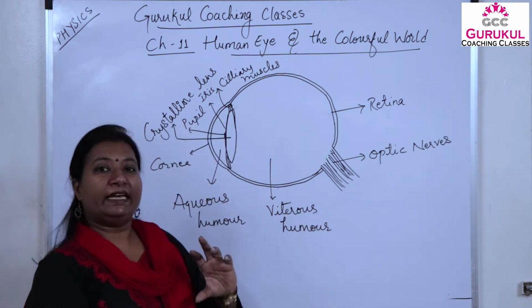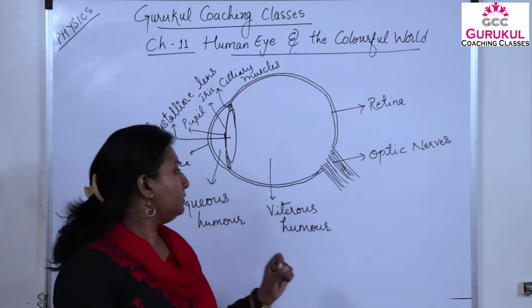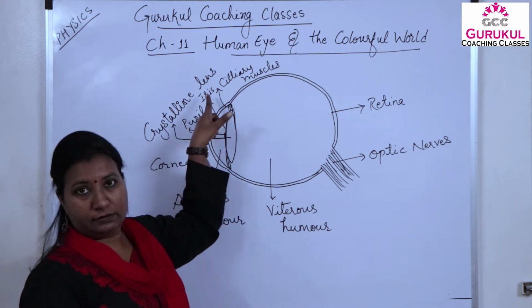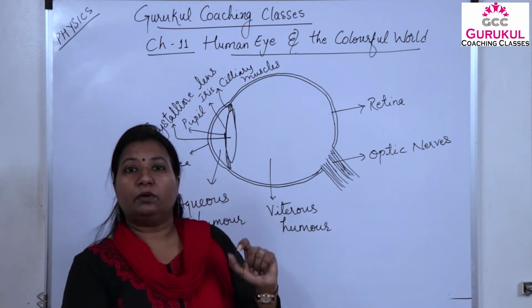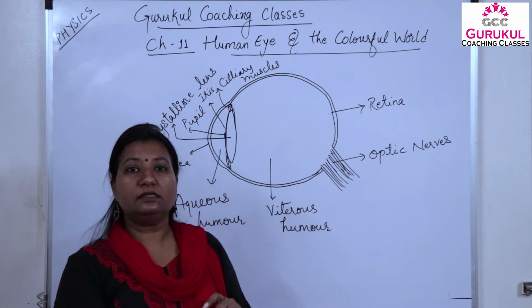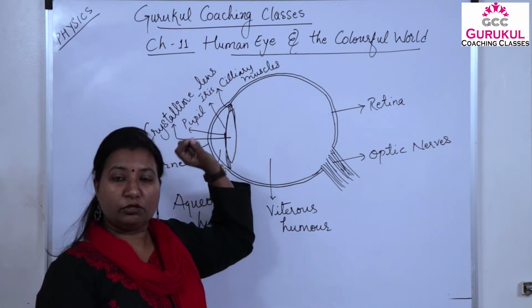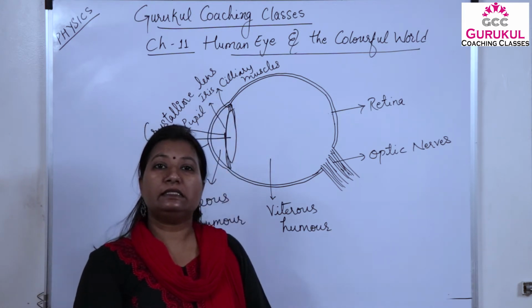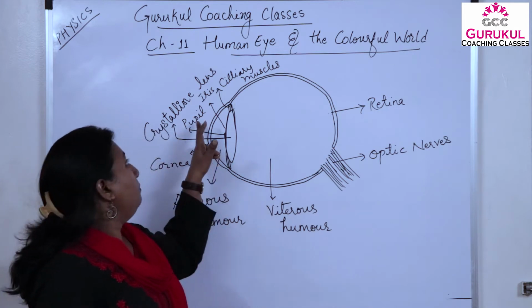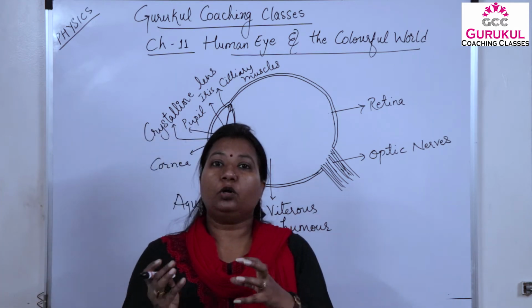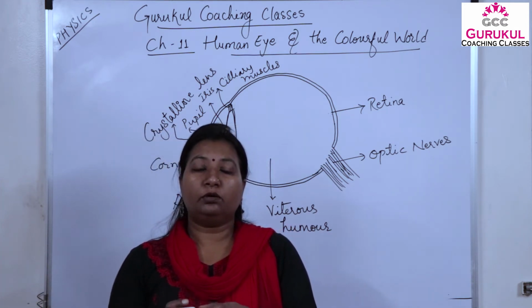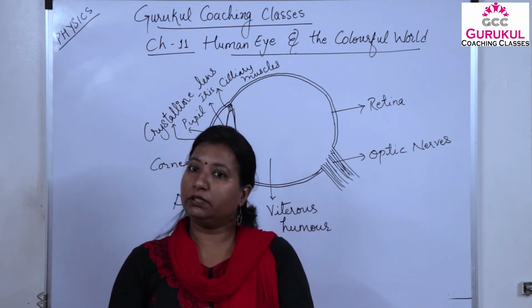Whatever the amount of light is entering our eye, that is controlled by the iris. Iris controls the amount of light by adjusting the size of the pupil. It means the iris is adjusting the size of the pupil according to the intensity of the light. The pupil will expand or contract according to the amount of light which has to enter the eye.